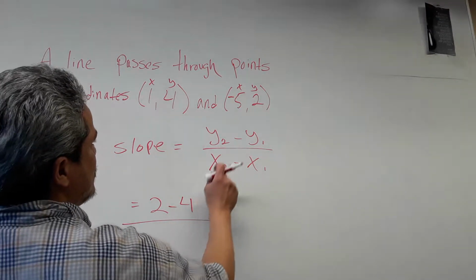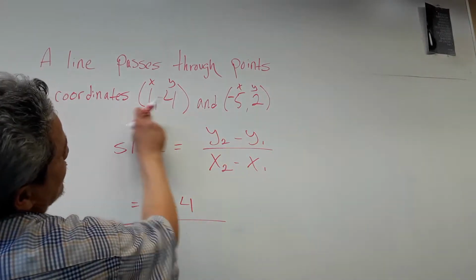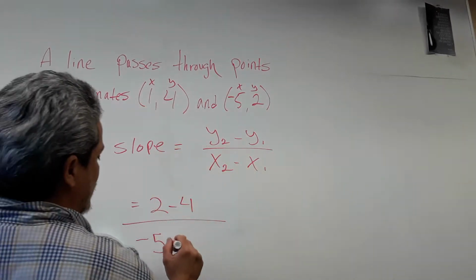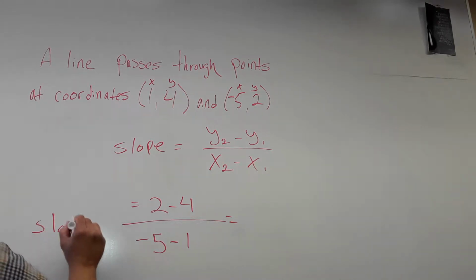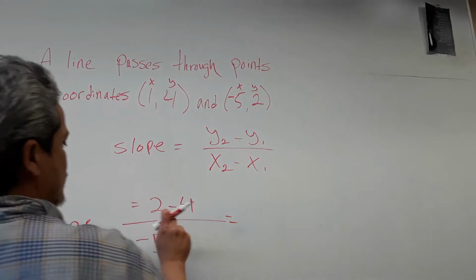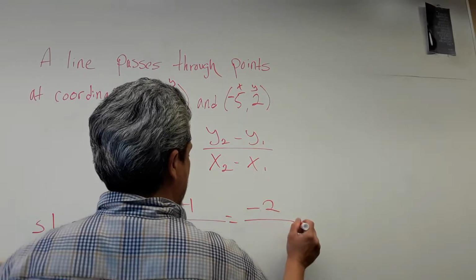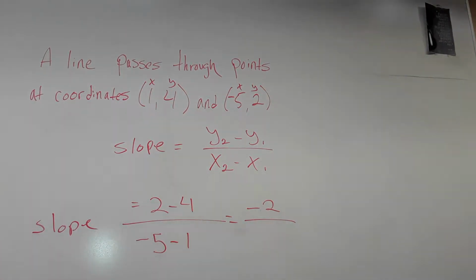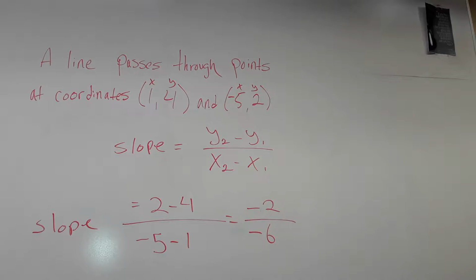x2, or the second x, is negative 5, minus x1, which is 1 over here. So negative 4 and positive 2 is going to give us negative 2, because we have different signs, so we subtract and keep the sign of the larger number. In the denominator, we have 2 negatives, so they're going to be added, and that's going to be negative 6. We have a negative and a negative, that means we're going to add.